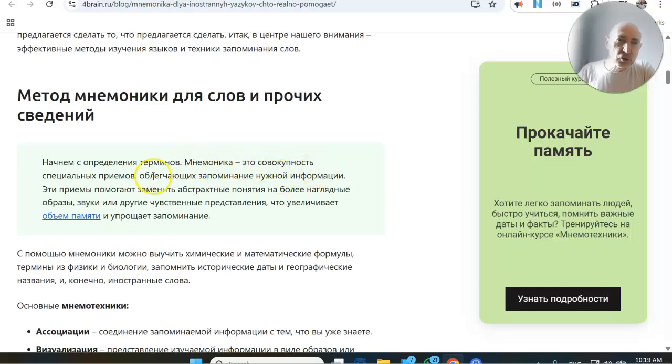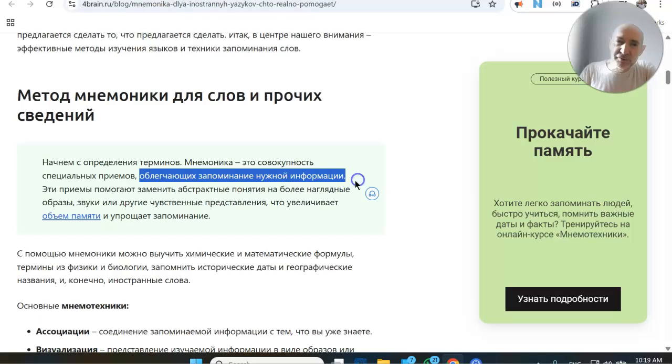Мнемоника – это совокупность специальных приемов, облегчающих запоминание нужной информации. So, совокупность means combination. And приемов, прием, if you have it printed, put two dots above the ye, so that it becomes yo, приемов. Прием means method. So, мнемоника – это совокупность специальных приемов, would be: mnemonics is a combination of special methods.